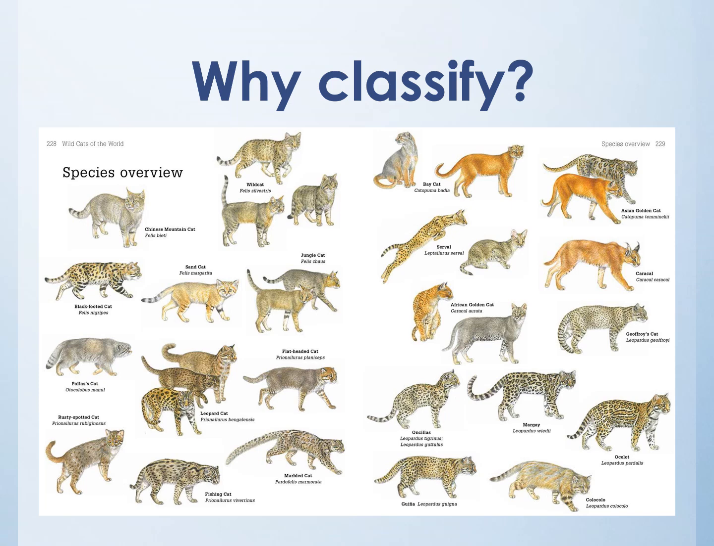Just like we like to organize the objects around us, scientists classify organisms into groups based on similarities and differences. Here are several species of wild cats. They are all cats, so they are similar in that regard, but their differences are what make them different species of cats.